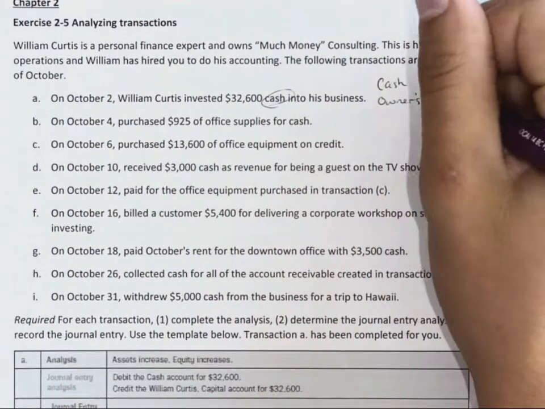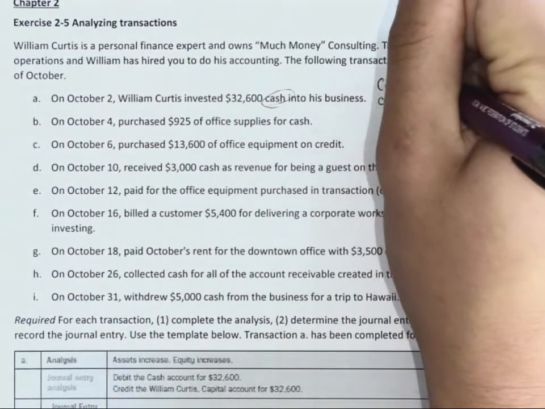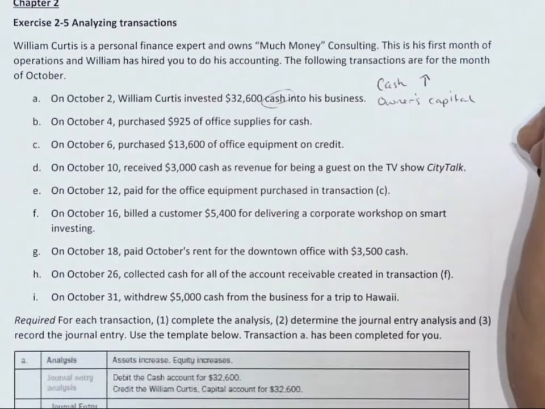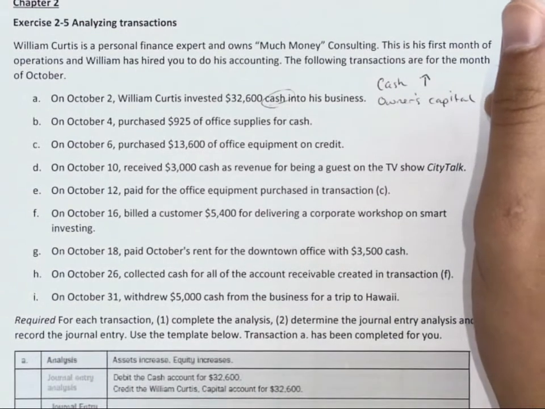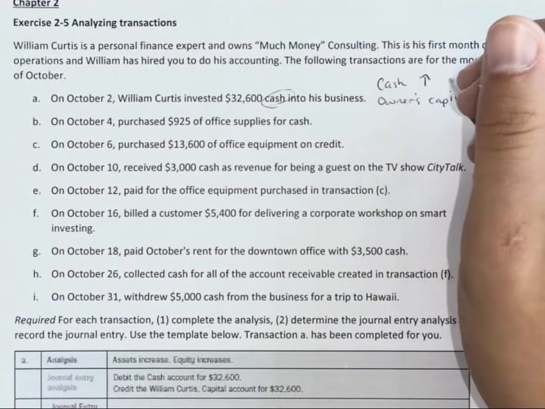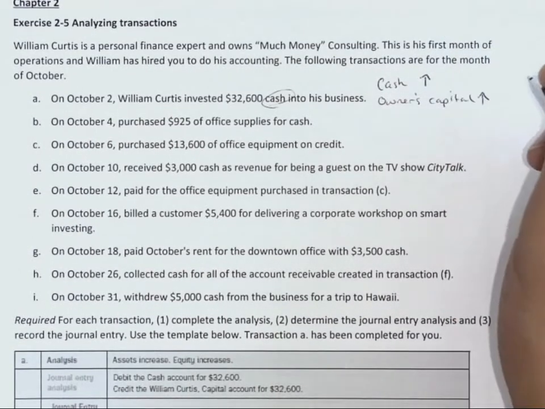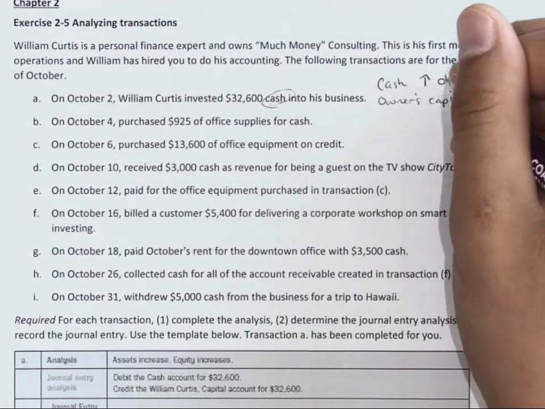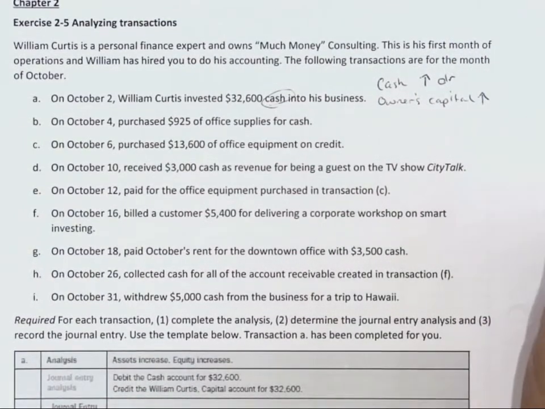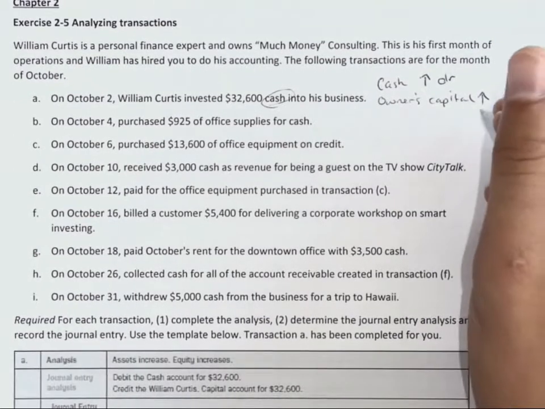What happens to each one? Does cash go up or does it go down? Does owner's capital go up or does it go down? It goes up. How do you make cash go up? What type of account is cash? Asset. It's an asset. And what makes assets go up? Debit. What type of account is owner's capital? Credit. And what makes credit, or equity, go up? Credit.